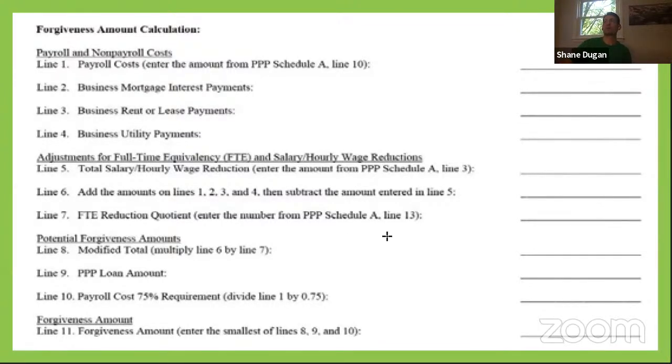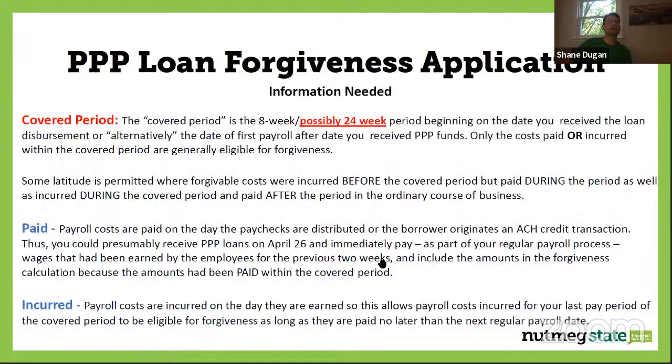That is around the covered period and alternative covered period that I mentioned, okay? So basically the covered period is, and this is where I said to start updating today, the 8-week period, likely now going to be that 24-week period beginning the date that you received the loan, or now the alternate period, which is the date starting the first payroll date after you receive the PPP funds.